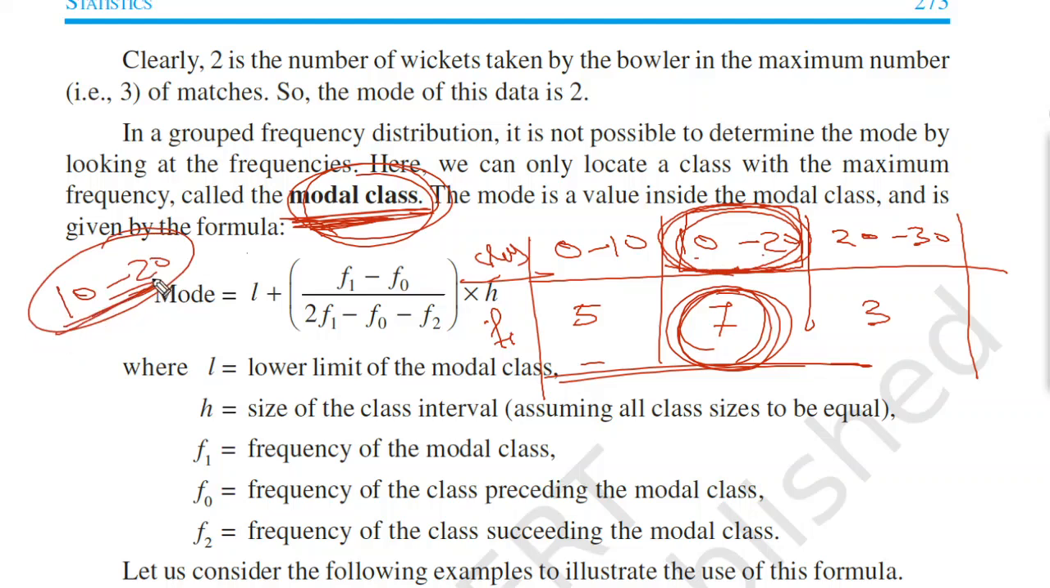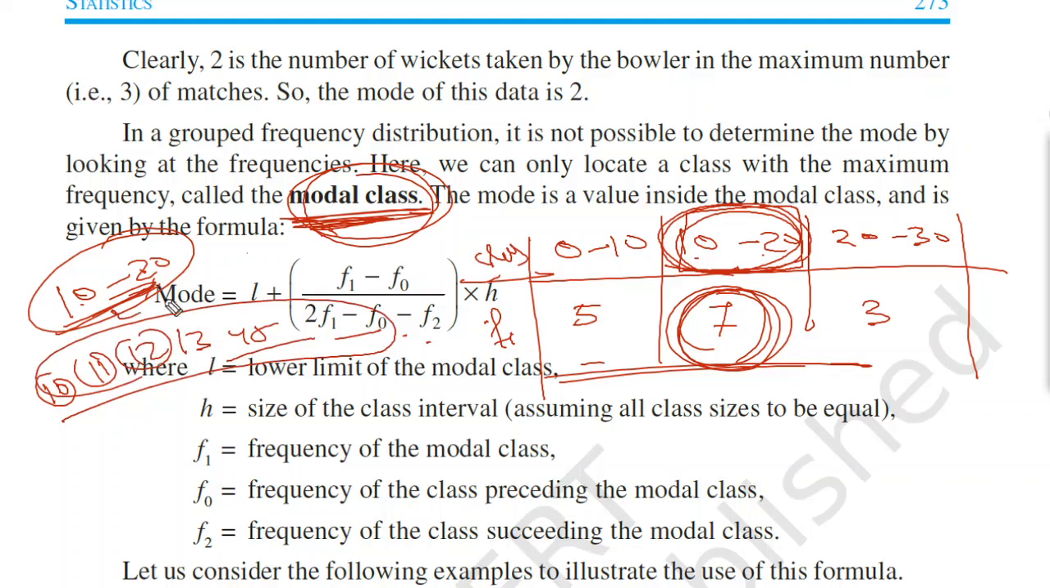Mode is a number in between 10 to 20. Suppose 10 may be the mode, or 11, or 12, or 13, or 14, or 15, or 16, or 17, or 18, or 19. These are the numbers that can be the mode. So you have to find which one is the mode. Let's see how we can find it.